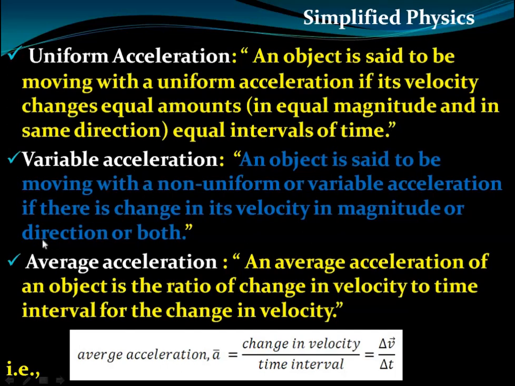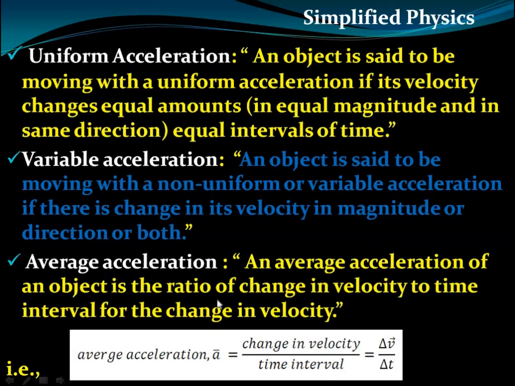What about variable acceleration? An object is said to be moving with non-uniform or variable acceleration if there is a change in velocity, in magnitude, direction, or both, with time. That is called variable acceleration. That means velocity varies with time, and keeps on changing. That is variable acceleration.